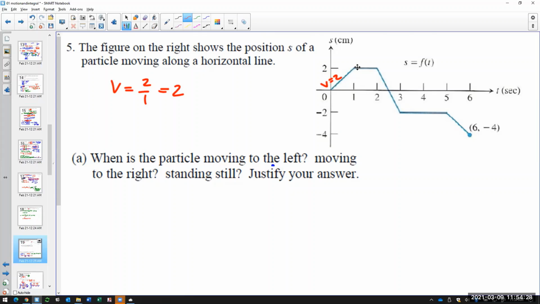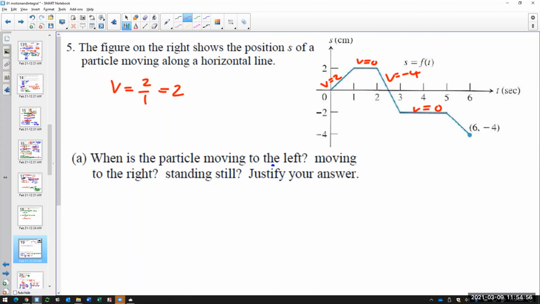What's my velocity here? What's the slope of this line here? 0. What's my slope here? What's my velocity here? Can you guys get it? What's the y value here? Is it 4? Negative 4. Negative 4 over 1, right? Negative 4 over 1. So what's the velocity here? Negative 4.